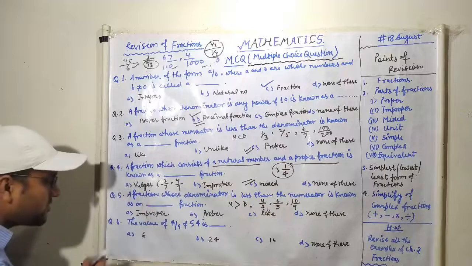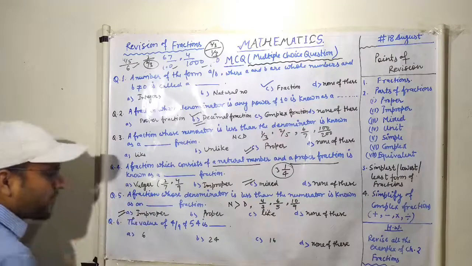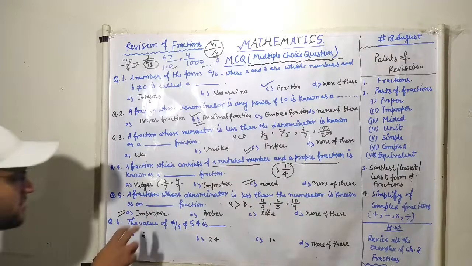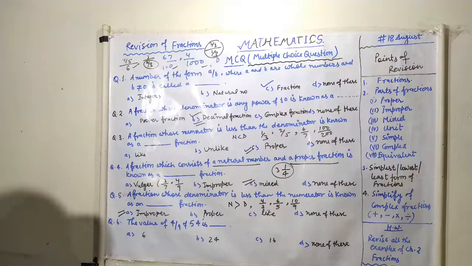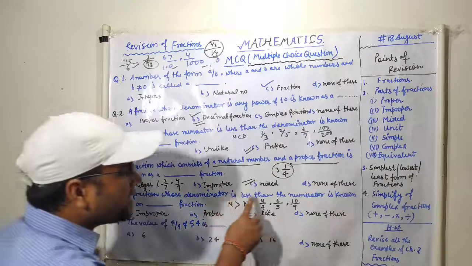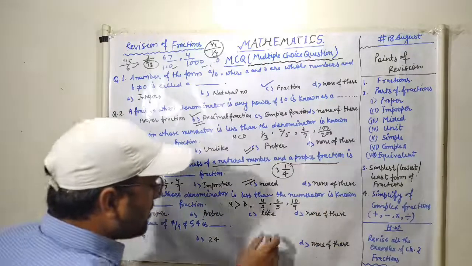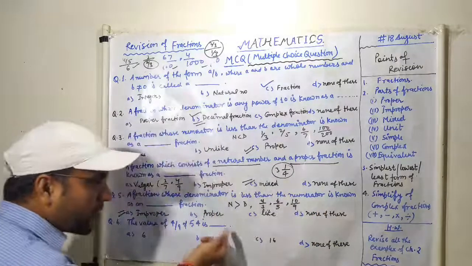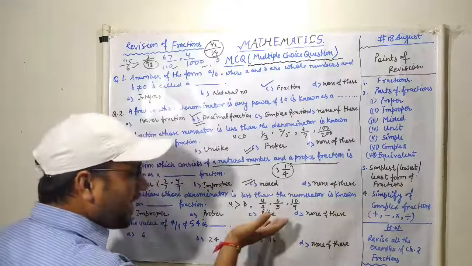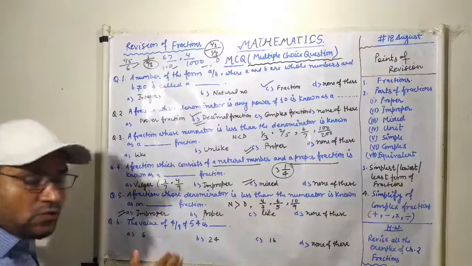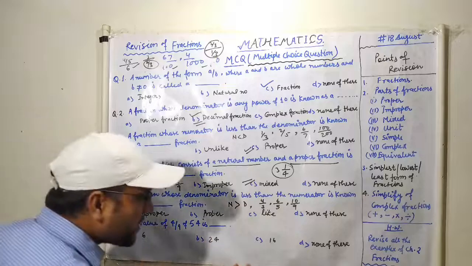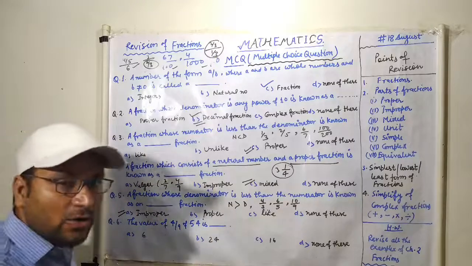This type of fraction is known as an improper fraction. A fraction whose denominator is less than the numerator is known as an improper fraction. Proper fraction, you know that. Like fraction, you know that. Two or more fractions are said to be like fractions if they have the same denominator.